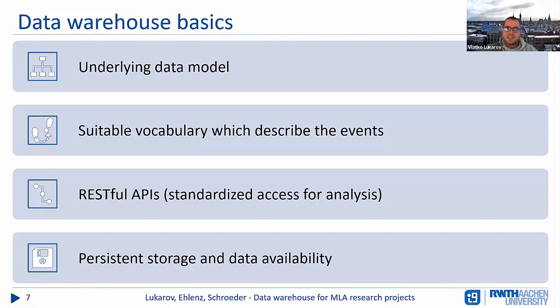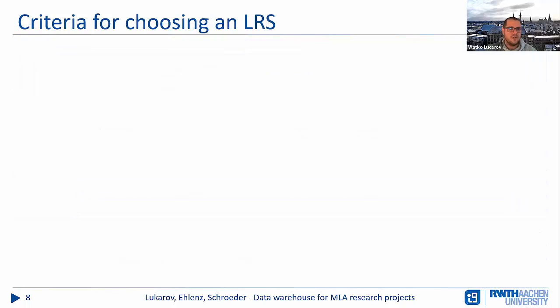The next thing that a data warehouse has to have is a standardized access for data analysis. So in our case, we chose a RESTful API, so it's available over the internet. And we have enough persistent storage and data availability in the whole scenario. So different researchers can access the data at different points in time, either for analyzing or for storing new events.